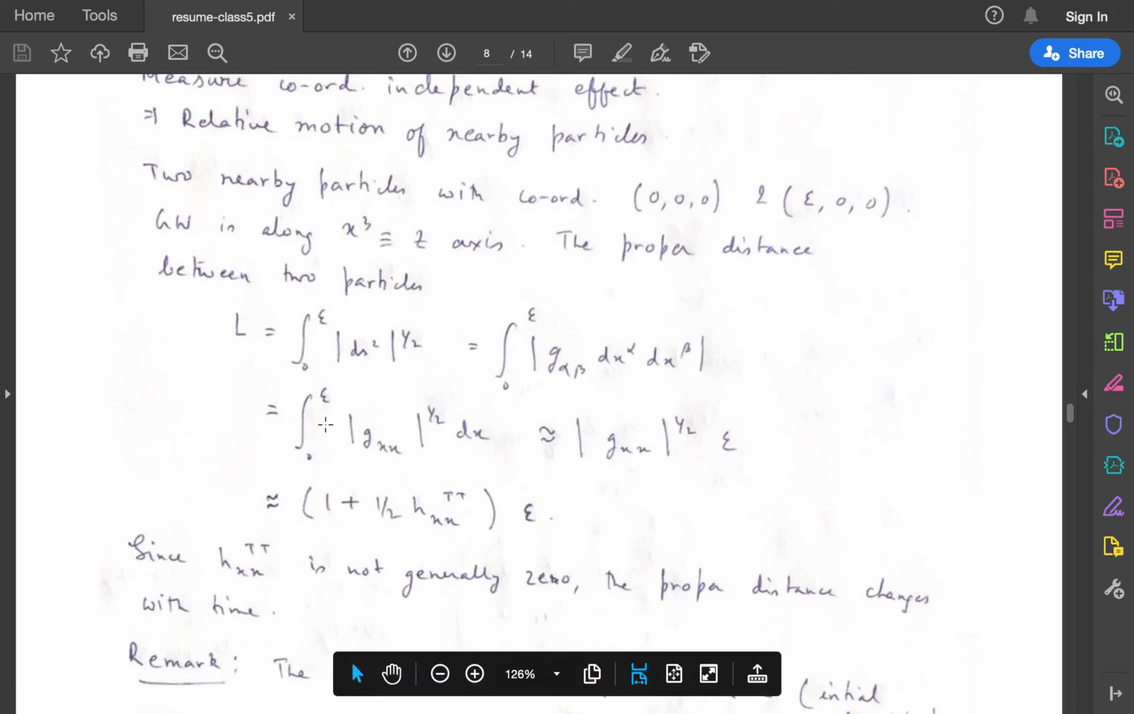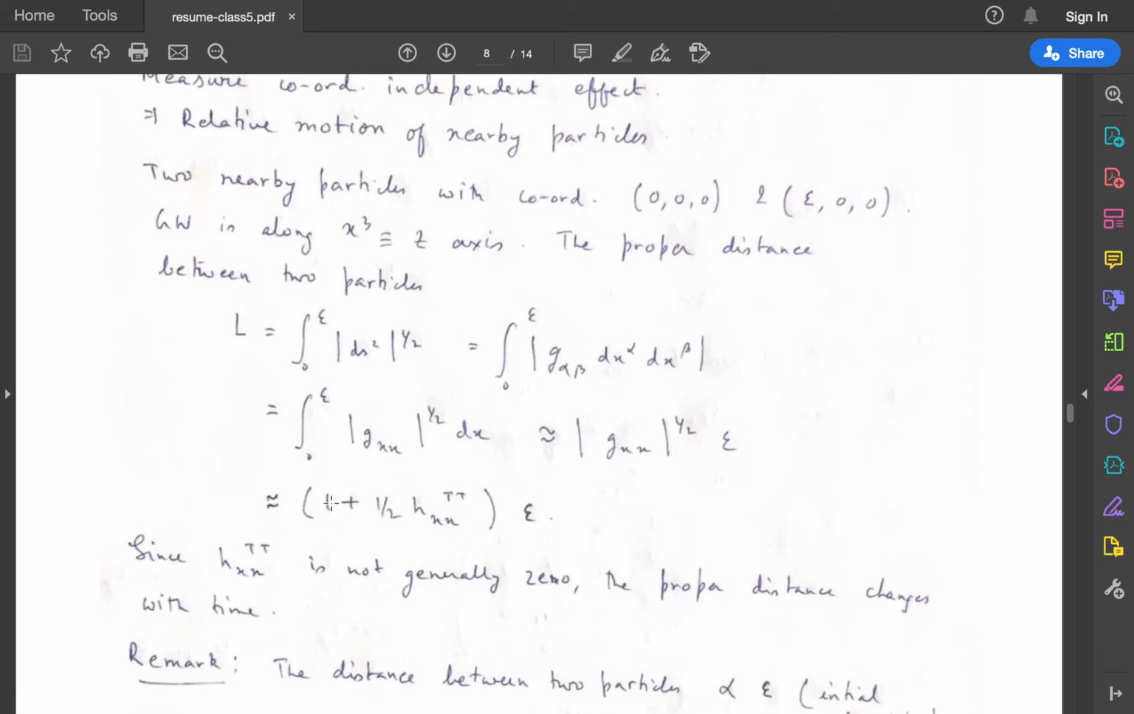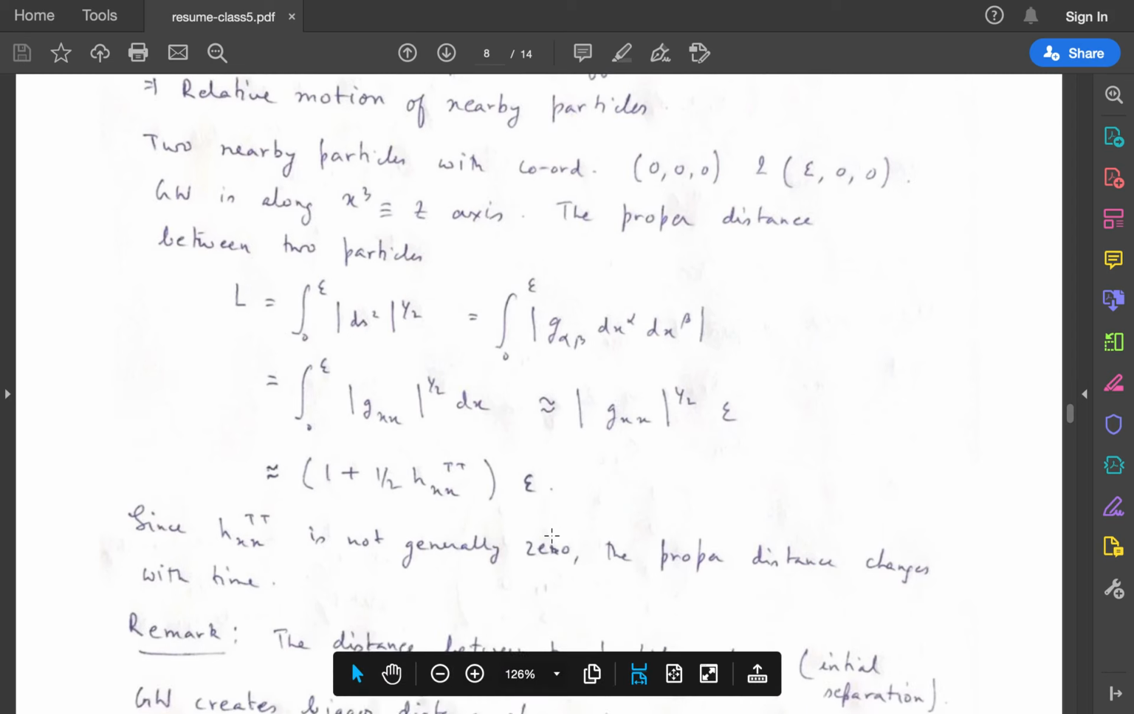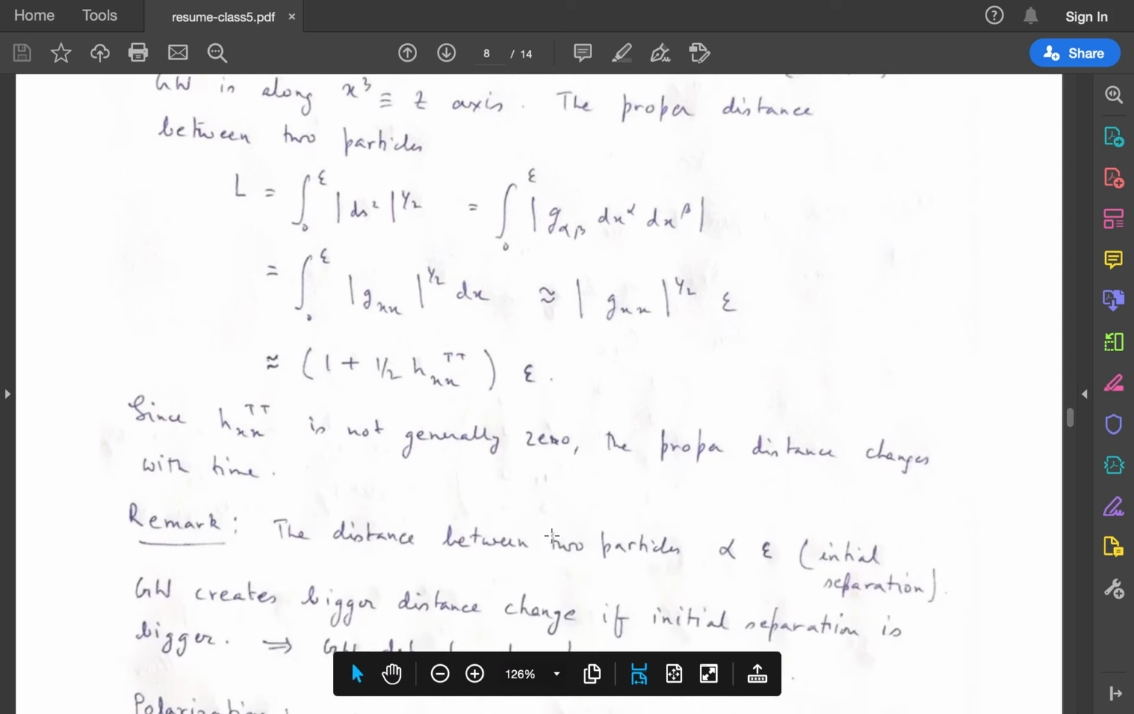We will see that the distance between two particles first remains constant, then increases, then goes back to that form, and then again decreases, and again goes back to the form and decreases. We will come to that more elaborately in the next section. Okay, how this will look like.